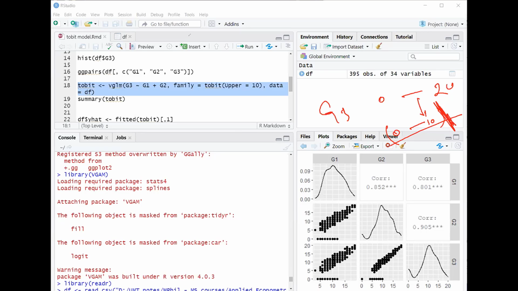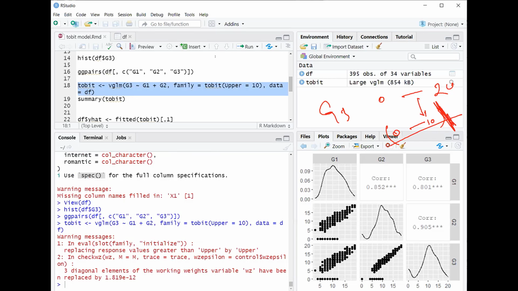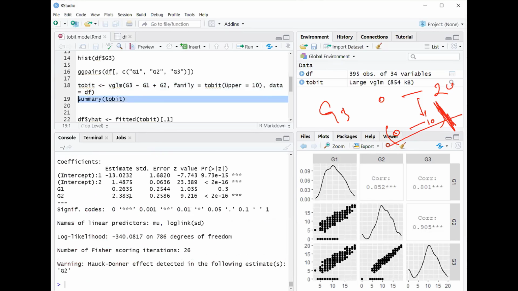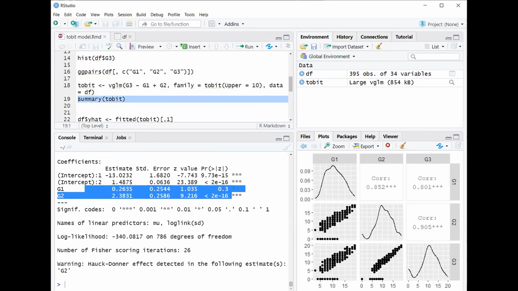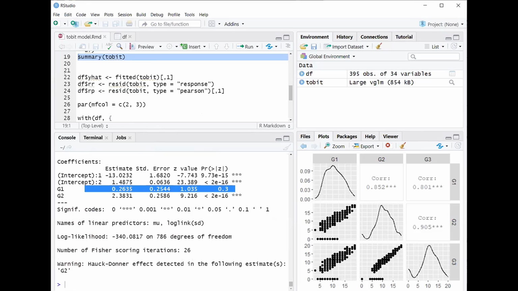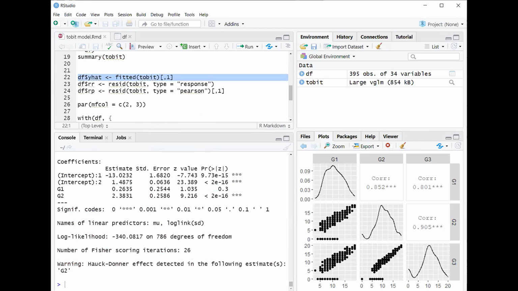When I run this command, it will estimate with this library, and when I run summary, it will give me these results. It is showing us that for the failing students, G2 is significant. So the better the marks in the second term, the more chances that they will increase their marks. This is the interpretation. G1 is insignificant. Now we can estimate the y hat value, and then we can also estimate the residuals.